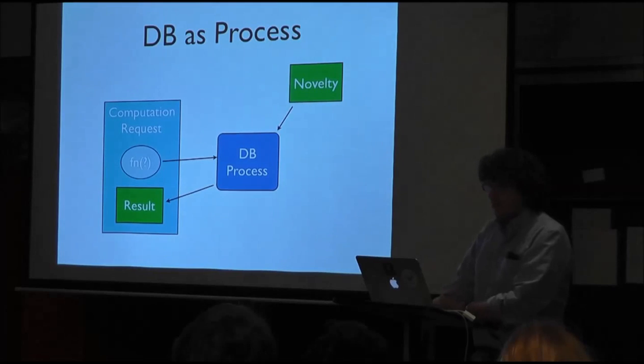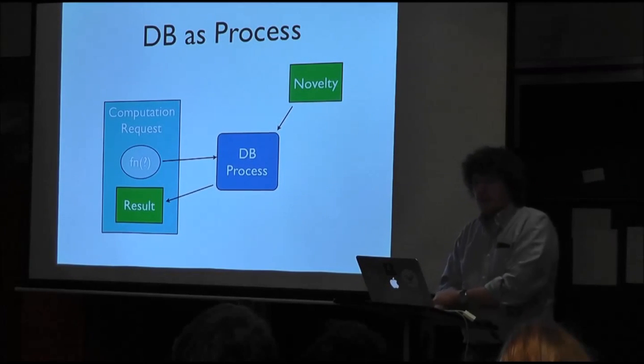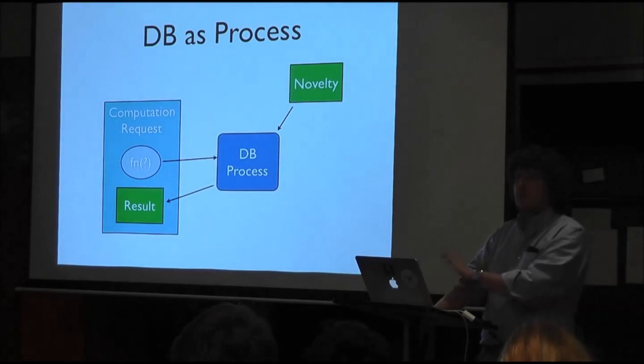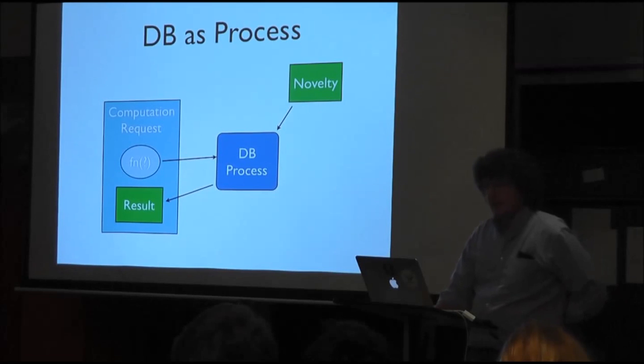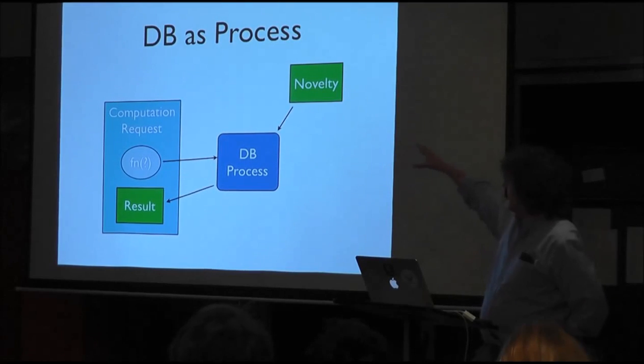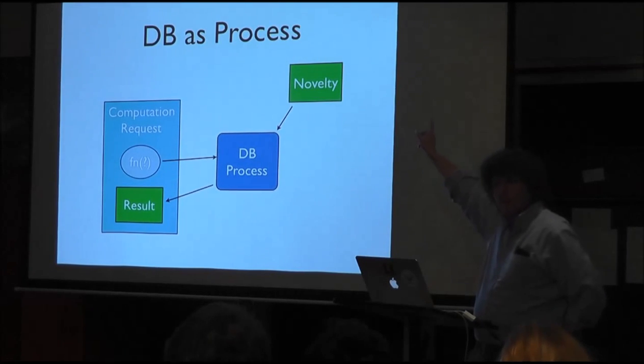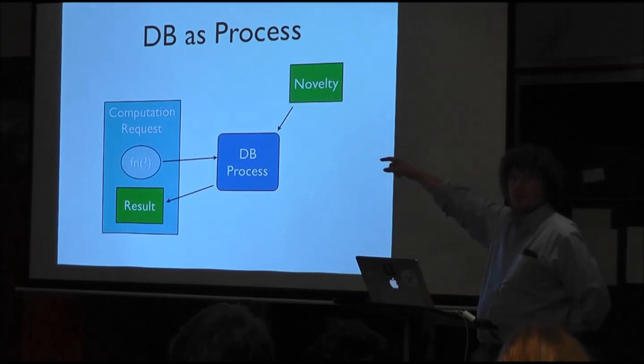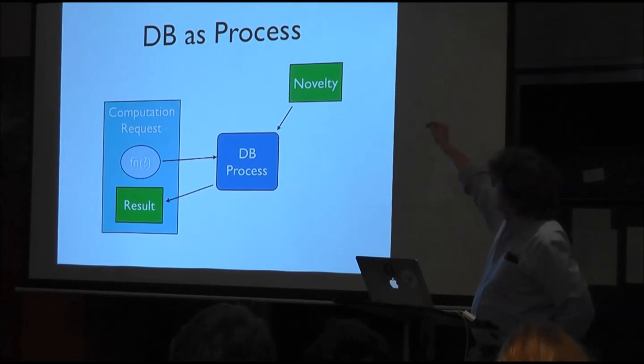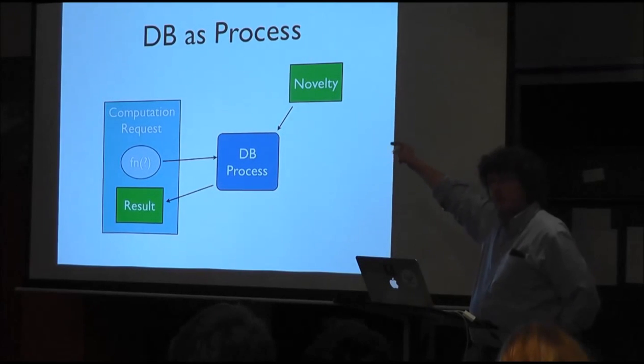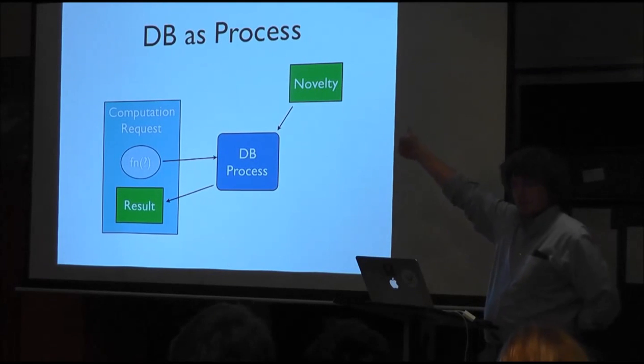So we can contrast these two things. This is the database as a process. So this is a traditional database. It works like this. There's some process. There's this novelty acquisition job, which we know is definitely a proper part of this process. People have new stuff. They talk to the database. They say, put this in the database. And the database says, okay, I got it.